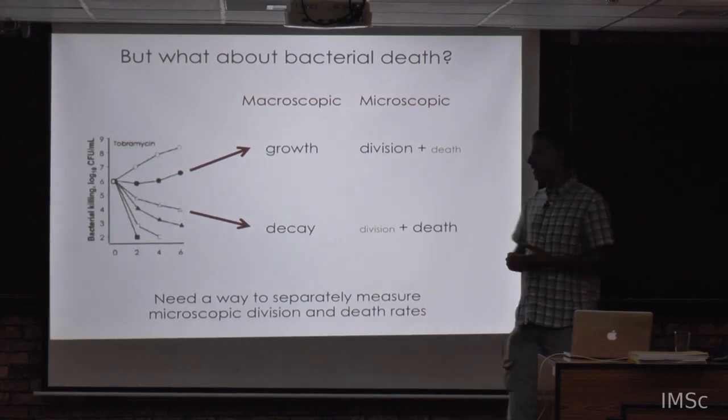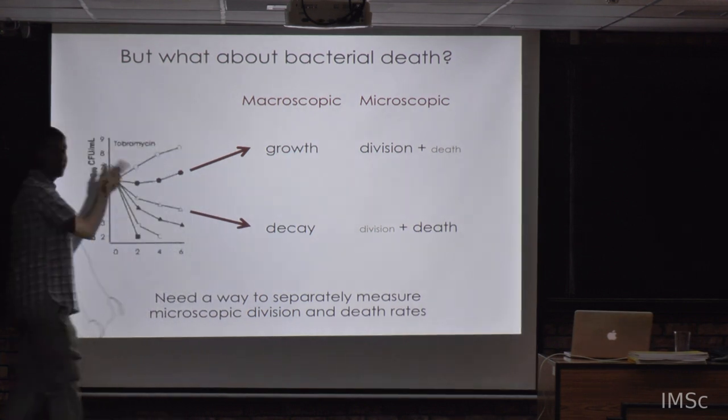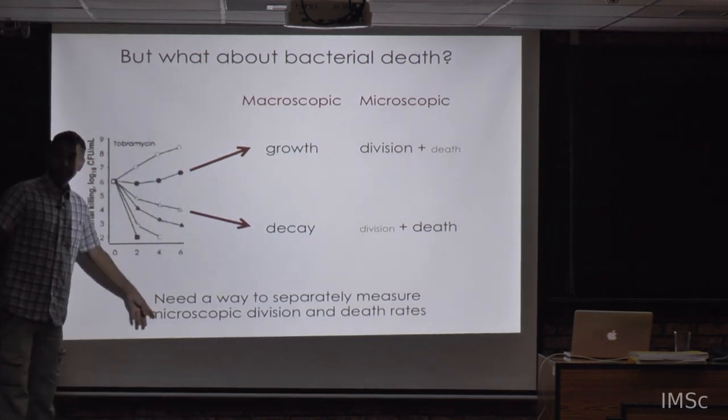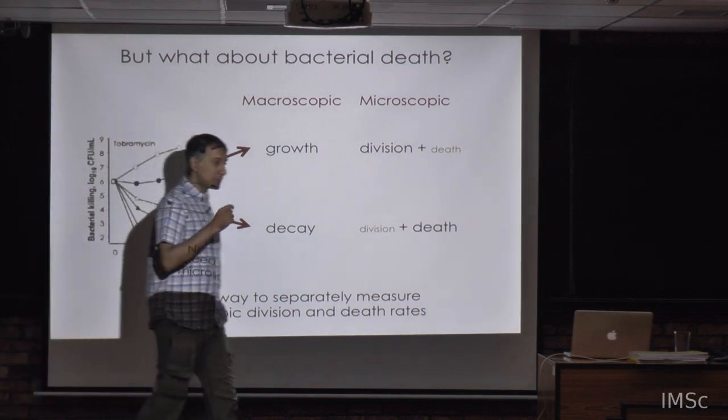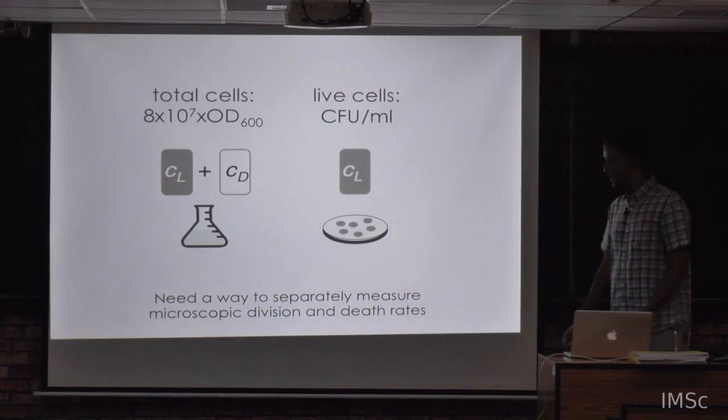And I can't tell the difference between all these, because when I see this, I do not know how many dead cells there are. I need to separately measure division and death rates, which means I must be able to separately measure the number of living and the number of dead cells. It turns out I can do that, it is very simple.